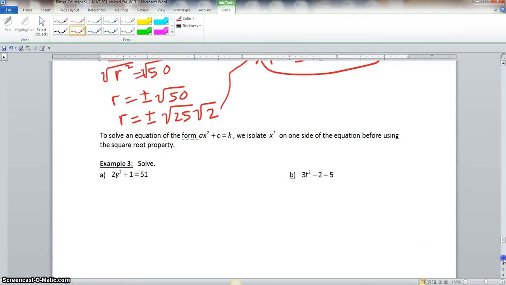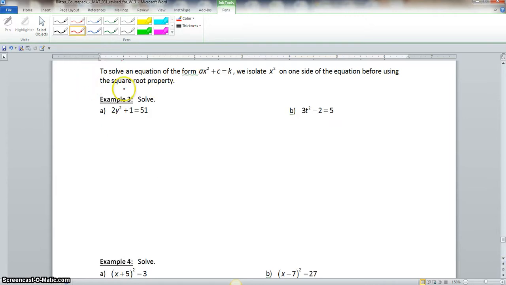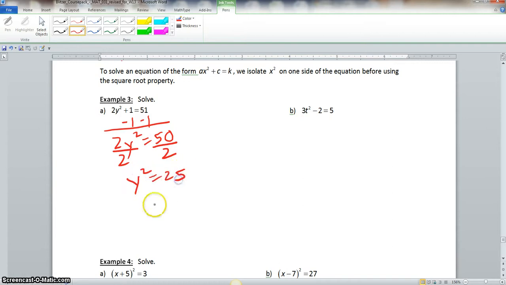Now, we go down here to this next example. It says to solve an equation of the form ax squared plus c equals k, we isolate x squared on one side of the equation before using the square root property, which we basically did already. So now here for a, we need to get y squared by itself. So first we'll subtract 1 on both sides. And we had 2y squared is equal to 50. Now we got to get rid of this 2 off of the y squared by division. So we get y squared is equal to 25.